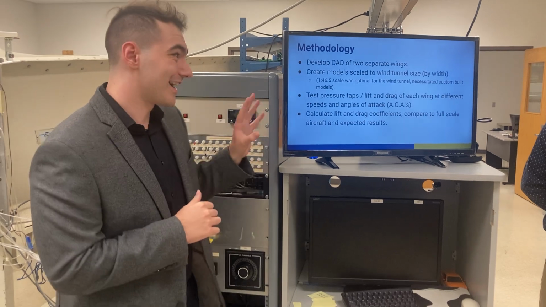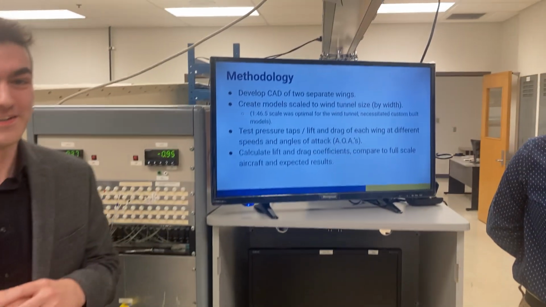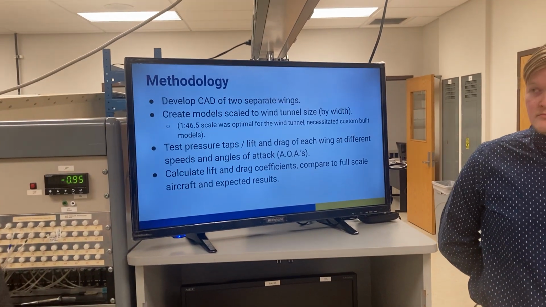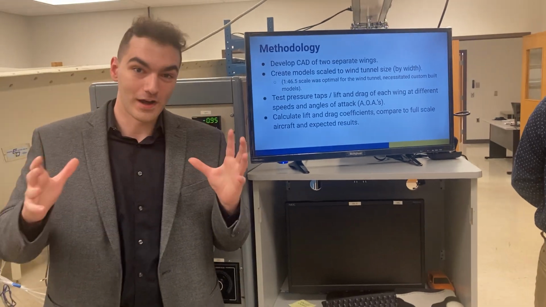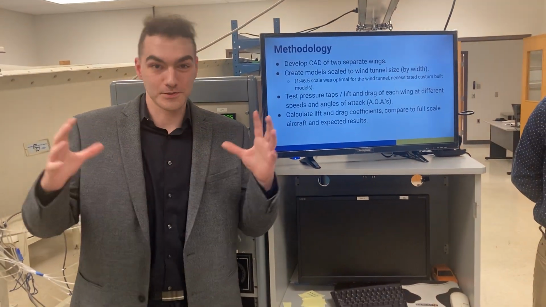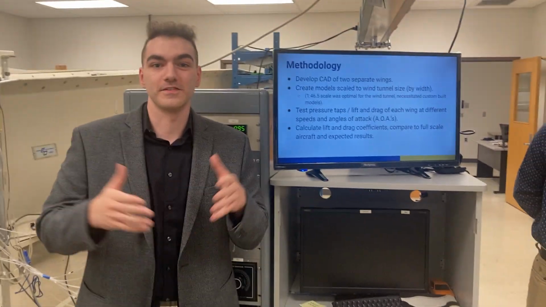So we selected quite an odd scale for this. It was 1 to 46.5, hence we had to do some custom manufacturing to actually get the wing sizes we need. But what this meant is that the relatively very wide 707 wing was at the absolute max width it could be in the wind tunnel, whereas the much more narrow Concorde wing would be fit to scale with that 707.